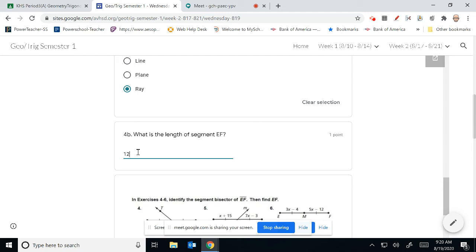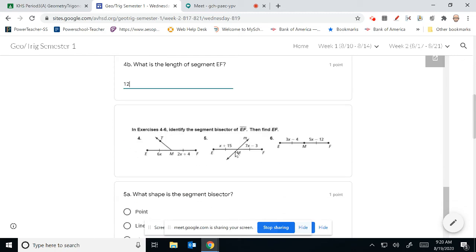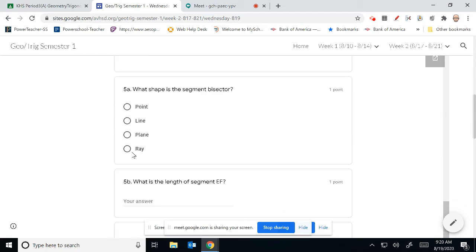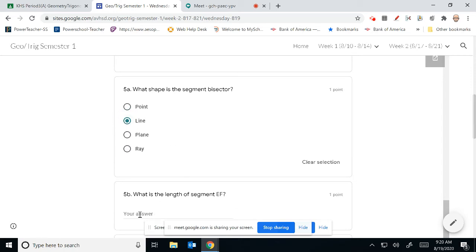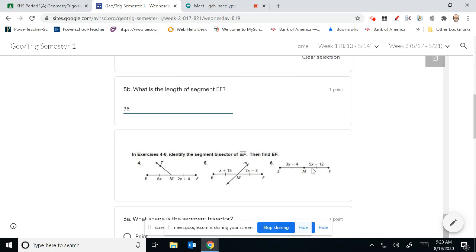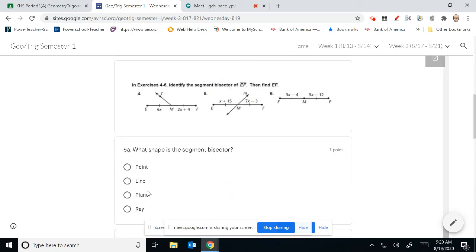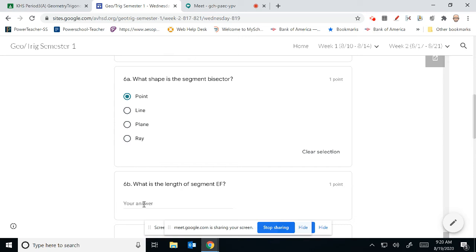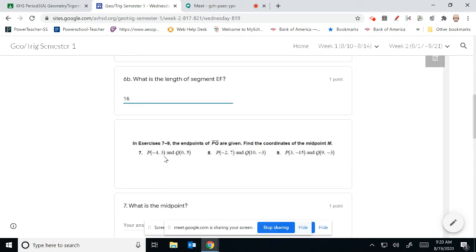We said this one was 12. EF's shape was a line. And we said that one was 36. And then this shape was a point M for number 6. And then we said that the whole thing was 8 plus 8, so it was 16. All right, moving down to the last 6.